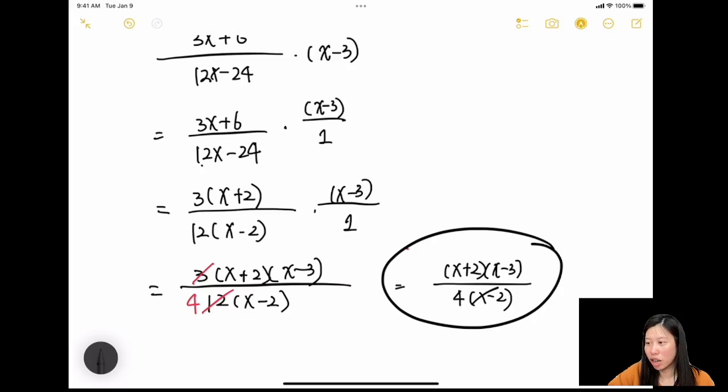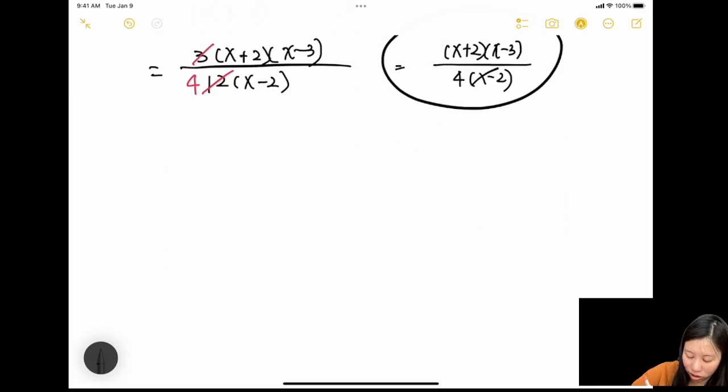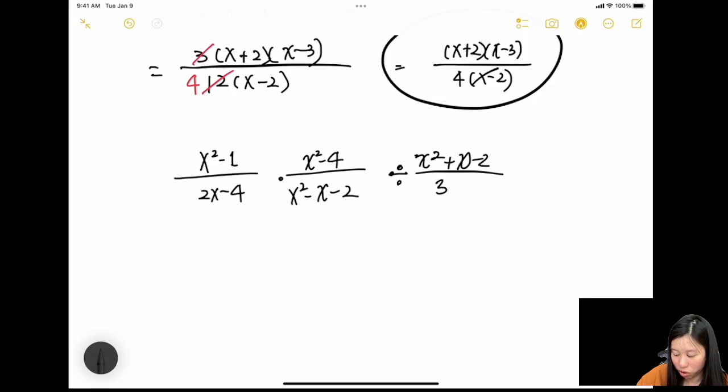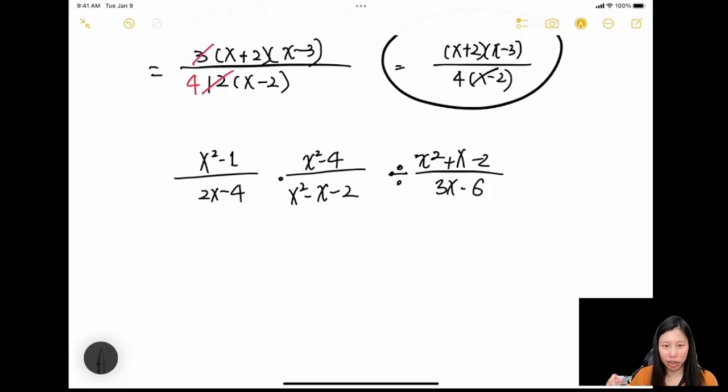Let's have a complicated one. Let's do something that mixes multiplication and division. We have x squared minus 1 over 2x minus 4, times x squared minus 4 over x squared minus x minus 2, divided by x squared plus x minus 2 over 3x minus 6. Okay, you can either factor the common factor first or just flip it. I would just flip it first in case I forget.